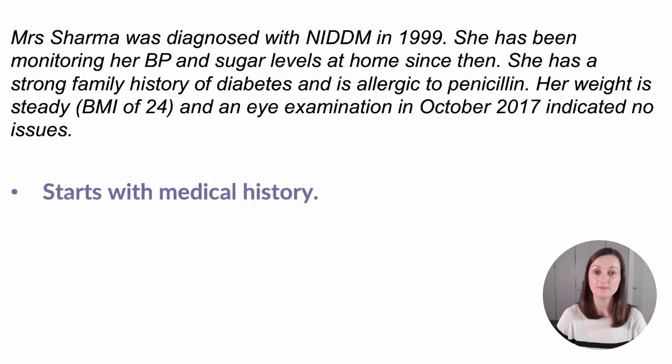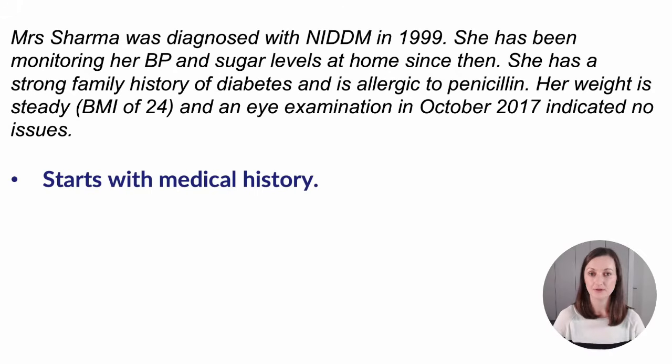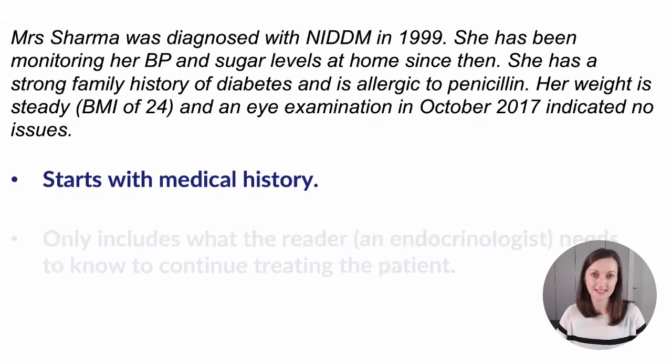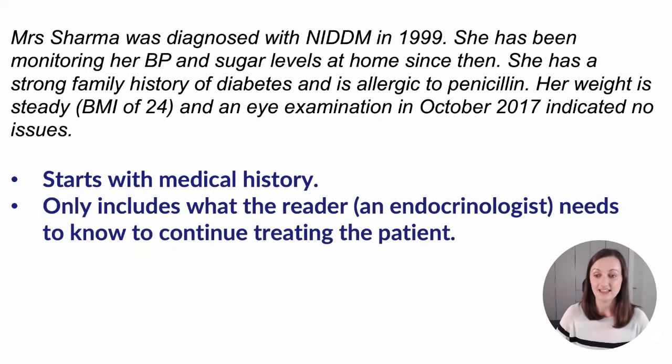This letter starts with the patient's medical history, which is the most appropriate way to order the information given the particular task that they are completing. We can also see that this letter only includes what the reader, an endocrinologist, needs to know to continue treating the patient. So there's information about blood sugar levels and how they're managed at home, the family history of diabetes, which of course is relevant in this case, weight, and the eye examination. So this candidate has selected the medical history, which is relevant and specific for this particular reader.